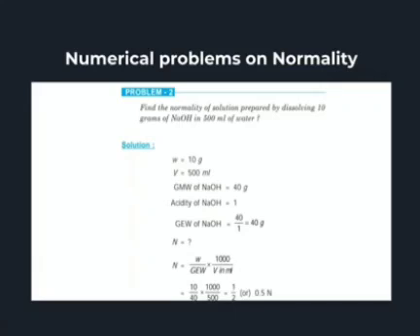Now we have to find out the normality of the solution. Normality of the solution capital N is equal to W by GW into 1000 by V in ml. Then normality capital N is equal to 10 by 40 into 1000 by 500 is equal to 1 by 2, that is equal to 0.5 normal solution.